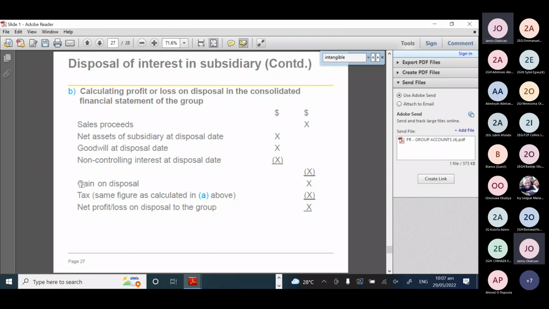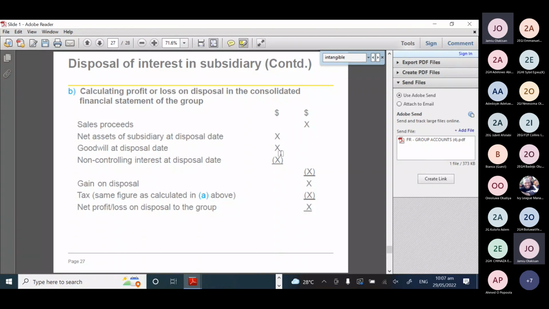We're not given tax, so we will end it at gain on disposal, right? We'll end it at gain on disposal because we're not given tax. I told you then that if you were given tax, then before you can do this B, this calculation in B here, you must have done the A, because the tax to be used here is exactly the tax in the format A. But we're not asked.